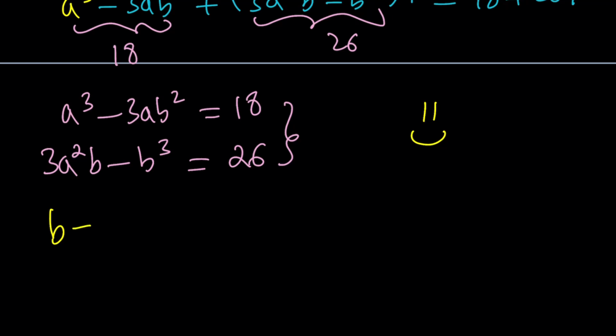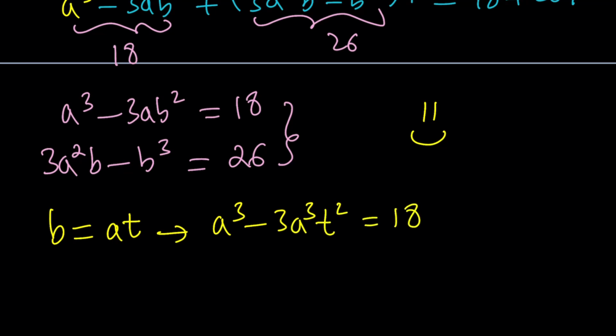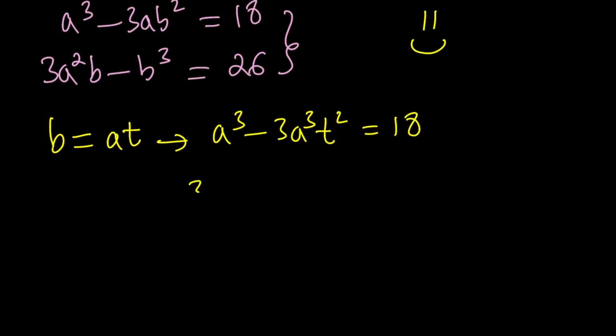I'm going to call this b equals at, the BAT formula. Okay, great. It's not a formula. It's just substitution. If you replace b with at, you get the following. You get a cubed minus 3a cubed t squared equals 18. By the way, I'm trying to keep a long story short here. And from the second equation, you get 3a cubed t minus a cubed t cubed after doing all those simplifications equals 26.